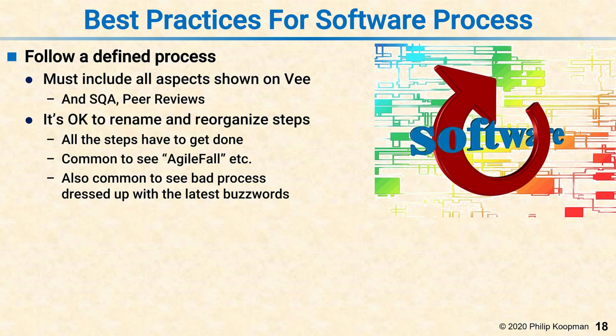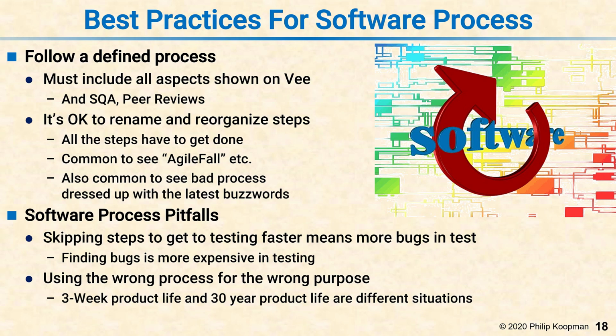It's common to see Agile fall into some sort of hybrid, and that can be okay because the question is not, did you draw the picture to match a book, but rather, are all the pieces there and do they work together in a way that you need? It's also common to see bad processes or undefined processes dressed up with the latest buzzwords, and you should avoid that. Some pitfalls for software process, 2 big ones.